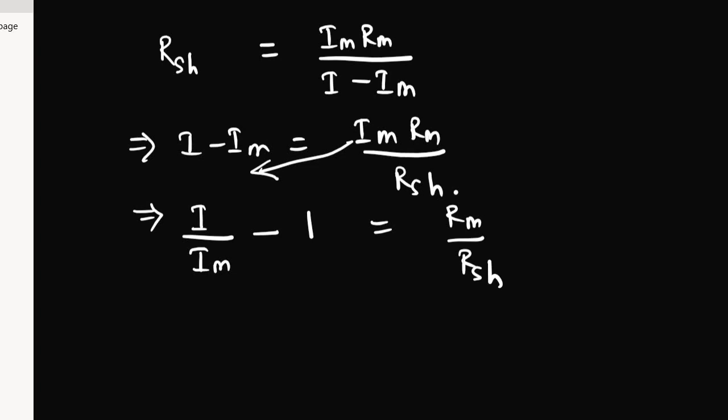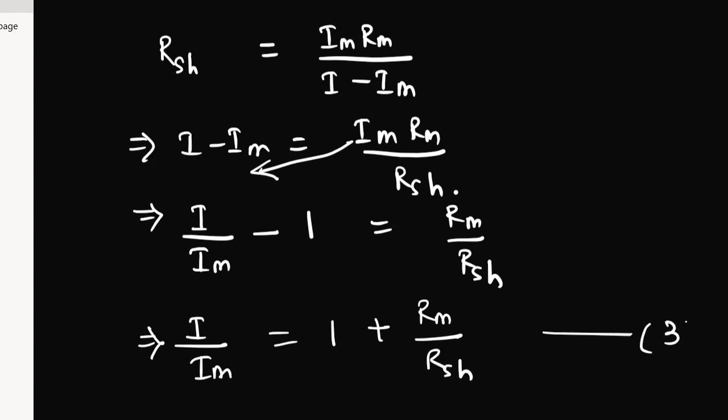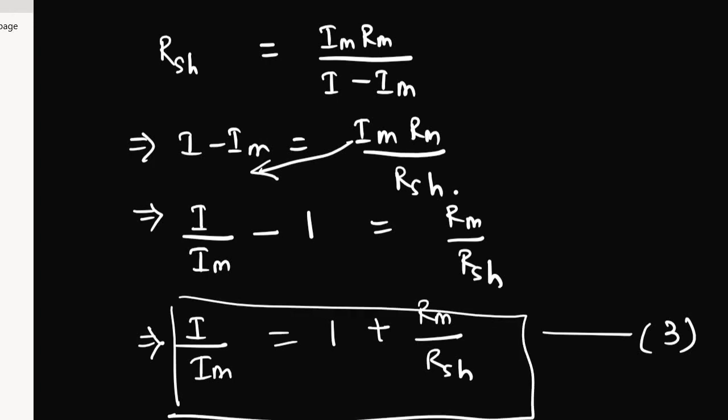Now the most important thing I am doing here is, in LHS I am bringing all the current terms, in RHS I am bringing all the resistance terms. So that will be very helpful for my purpose. But at the same time I am getting the formula I divided by IM, both of which I know. So I can simply add 1: I by IM equals 1 plus RM by RSH. This is one formula we should be remembering.